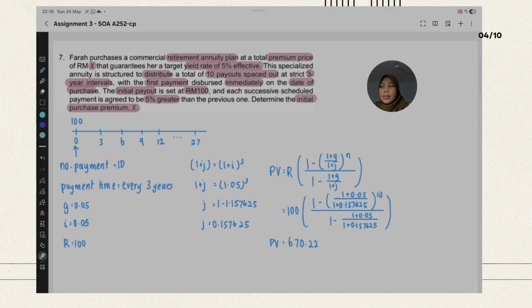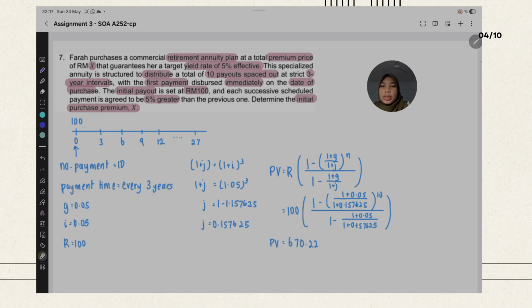Let's begin by analyzing the timeline layout. The problem explicitly states that the first payment is disbursed immediately on the date of purchase. This keyword tells us right away that we are dealing with an annuity due, meaning our cash flows occur at the beginning of each period rather than the end. So that's why we start the payment at 0.